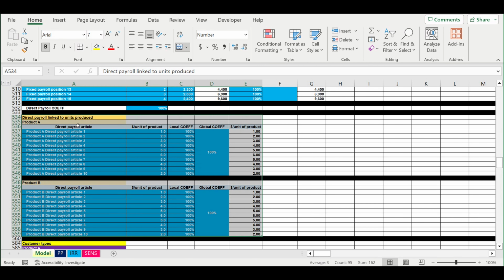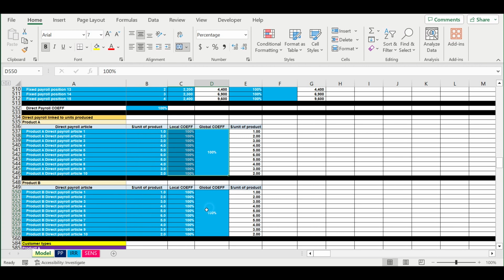We may also have a payroll directly linked to the amount of products manufactured. In this case, we have the following block of inputs. Here, for each product, we can name direct payroll type, and then we can set up the payroll per one manufactured unit of this product. We are adding global and local coefficients as well.